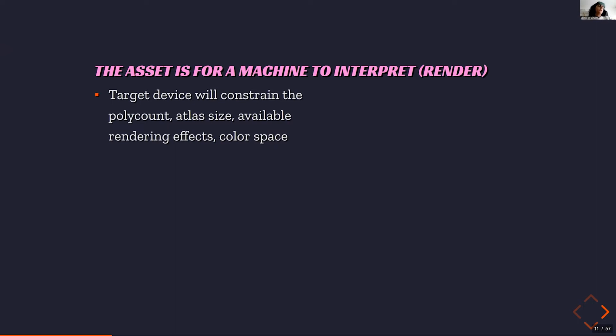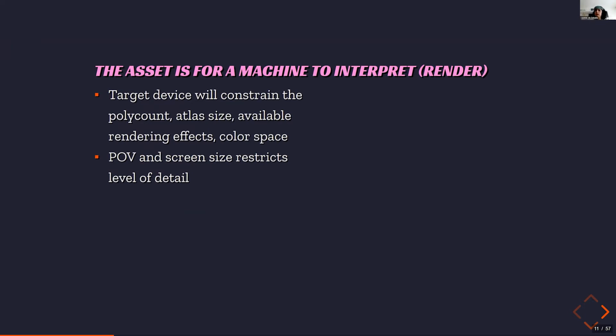So the most important thing to take into account is the target device, because it will constrain the poly count, how big the atlases and the textures can be. What are the rendering effects that you have available? Can you do post-processing? Can you not? Why? And what is the color space? You want HDR, you can't in Switch for now. That kind of stuff.